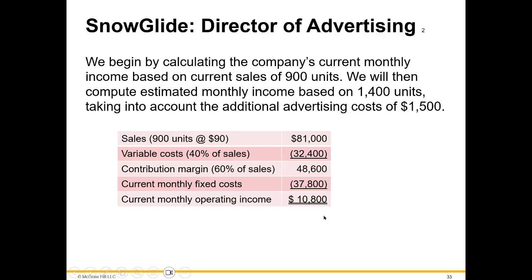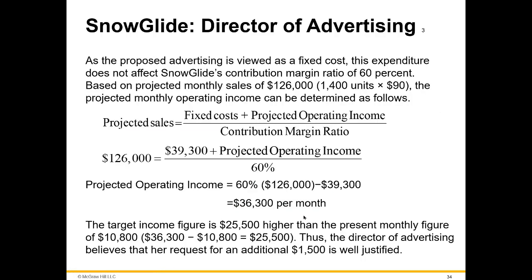So the current monthly operating income at 900 units is 10,800. As the proposed advertising is viewed as a fixed cost, this expenditure does not affect Snow Glide's contribution margin ratio of 60%. It doesn't affect the variable cost. Based on projected monthly sales of 126,000, that's the 1,400. Remember, 900 plus the 500 at $90.